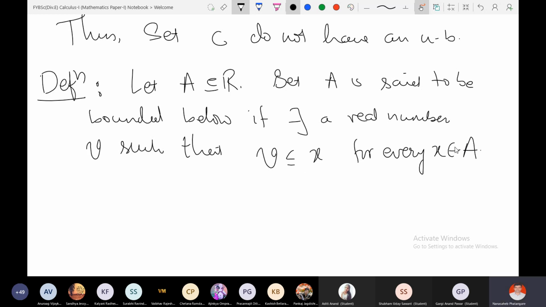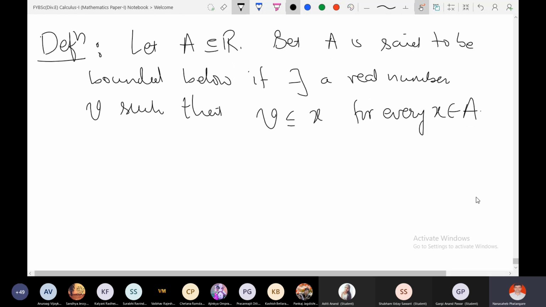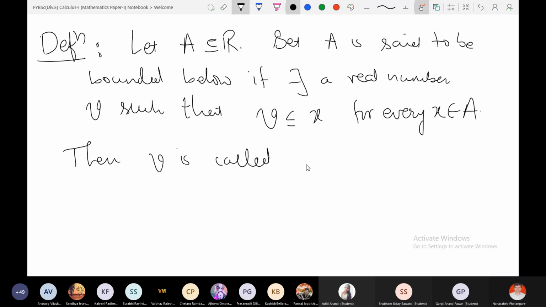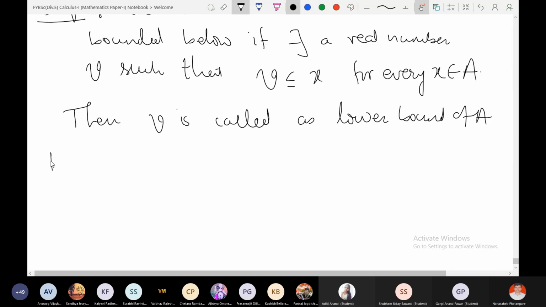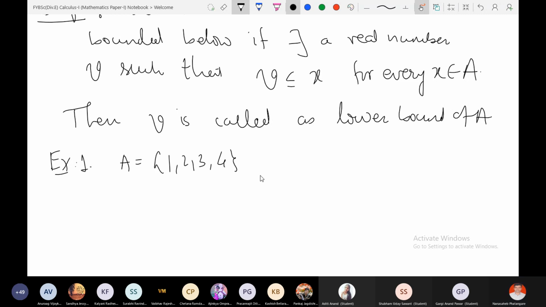If every member of the set is greater than or equal to V, then V is called a lower bound of A. So V is less than or equal to every member of the set. For example, if I take A equal to 1, 2, 3, 4, then V equal to 1 is a lower bound.